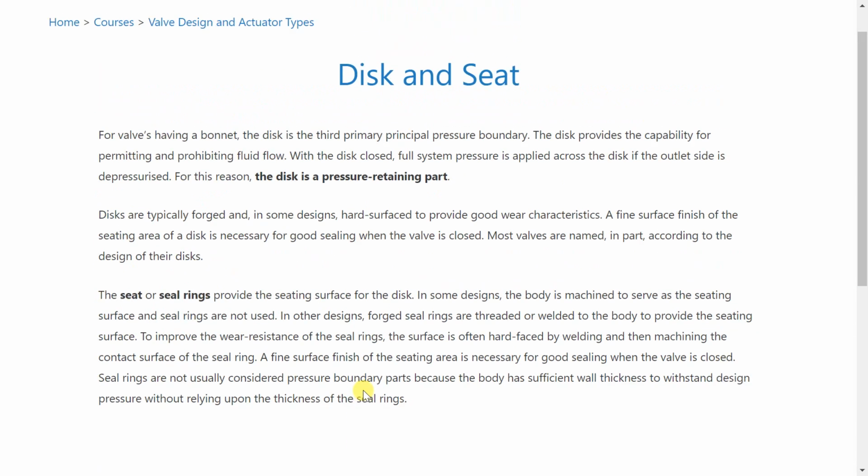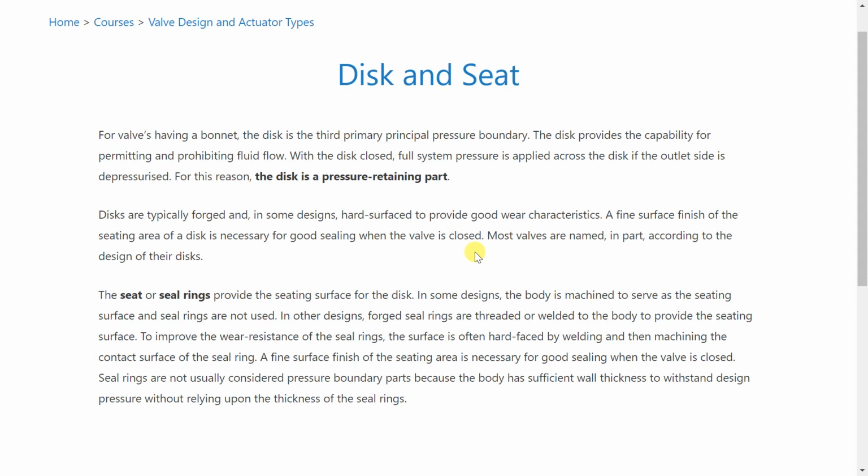So we can see here that the disc for some types of valves is a pressure retaining part, and that means that when the valve is closed, the side that is exposed to the system pressure is a pressure retaining part or forms part of the pressure boundary. So we said before that the pressure boundary includes the bonnet and the body, and it can also include the disc.